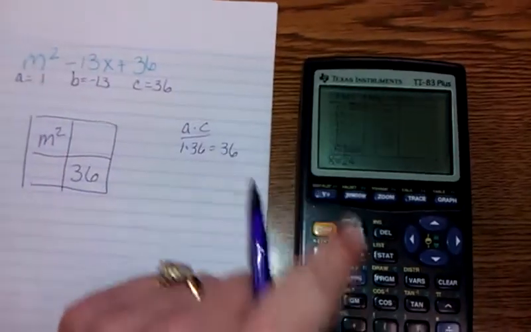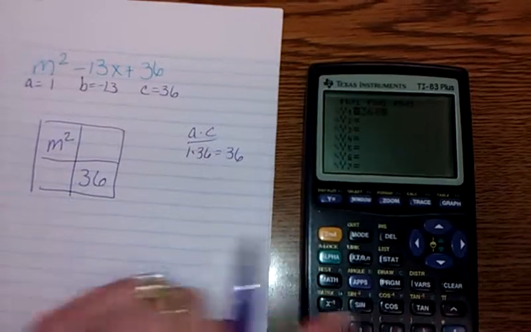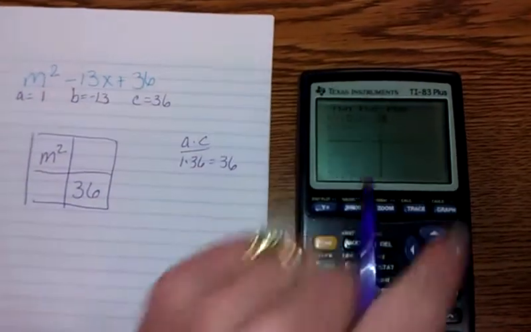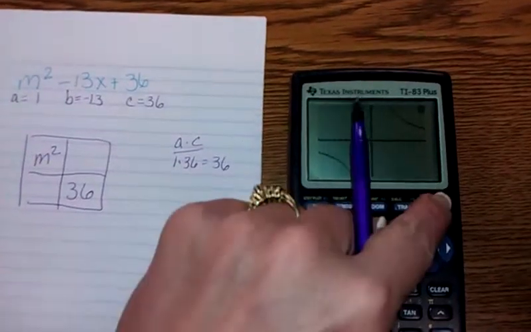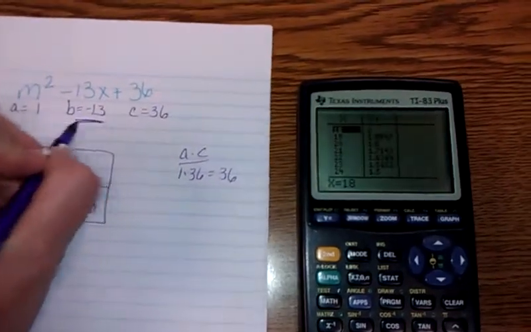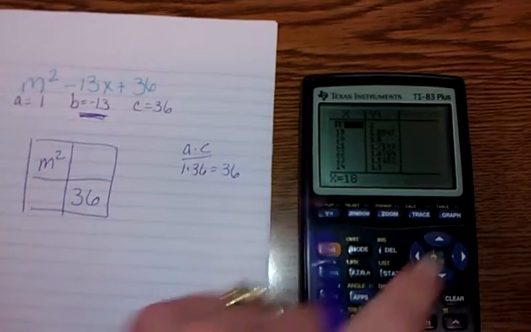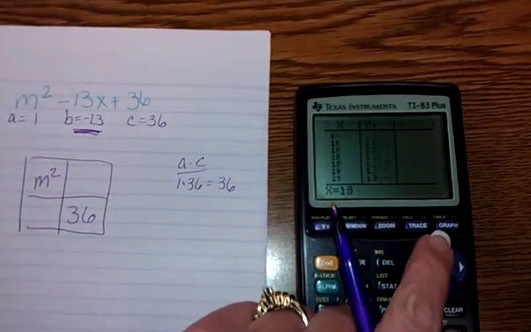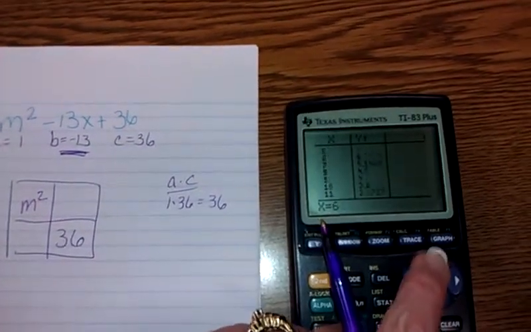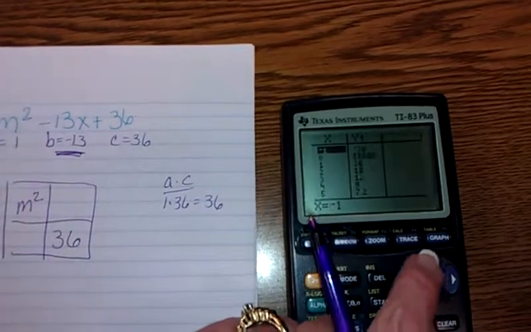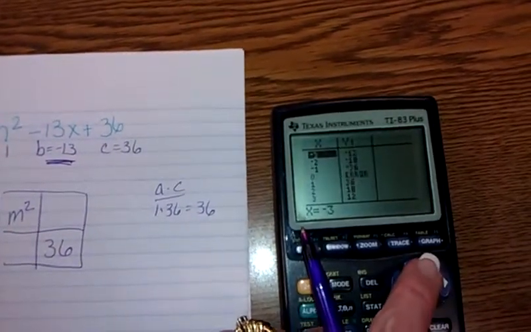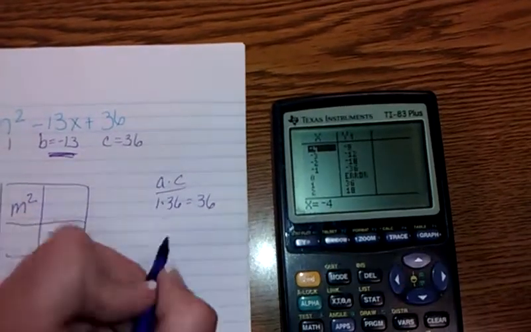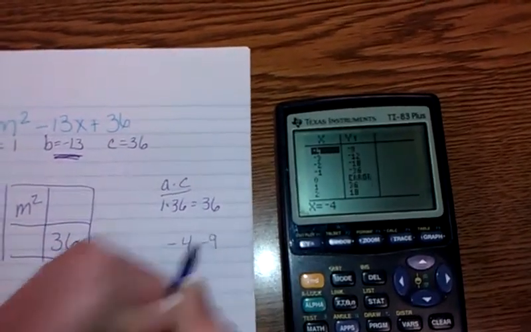So if I go over here and I put in 36 divided by x, second graph, I need the factors that add up together to give me negative 13. I'm going to go backwards because I know it needs to be negative. Okay, I've got negative 20, negative 15, negative 13, so I have negative 4 and negative 9.